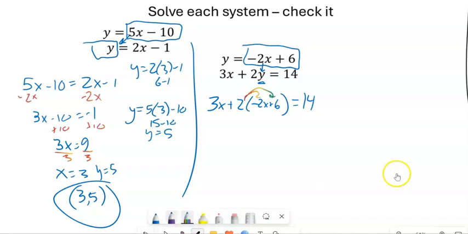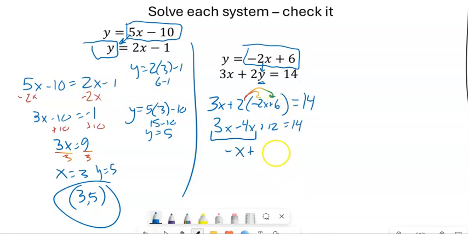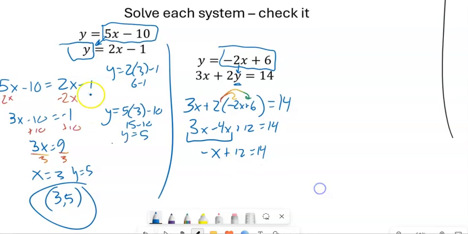Pull out my algebra skills. 3x, 2 times negative 2x, negative 4x. 2 times 6 is 12. Combine up some like terms here, negative x. So now let's subtract 12 from both sides. And I've got negative x equals positive 2. That's a negative x, so I can multiply both sides by negative 1 or divide both sides by negative 1, and x equals negative 2.